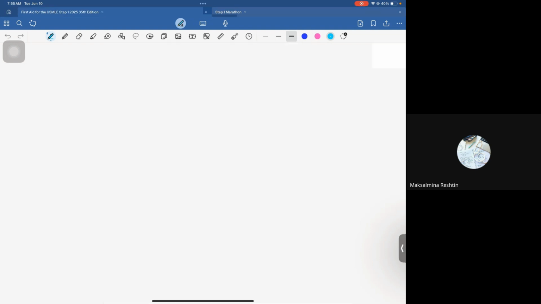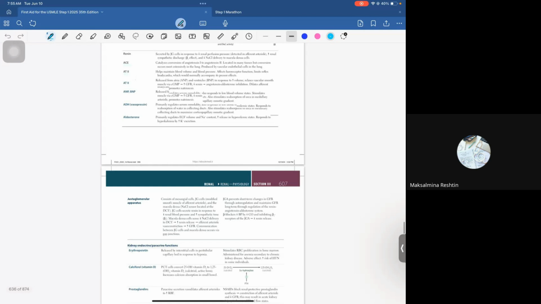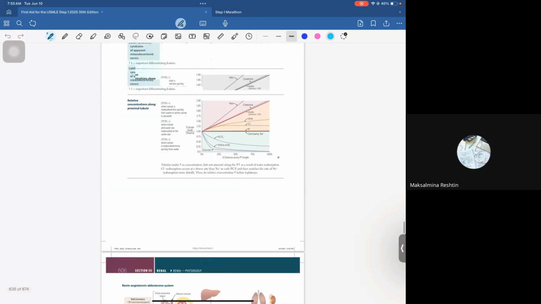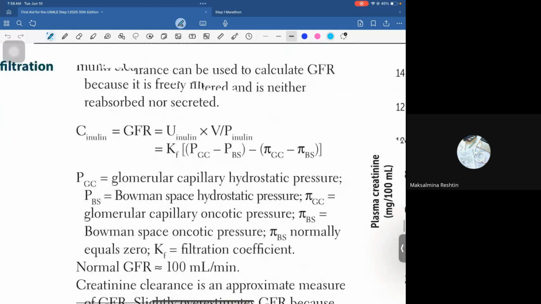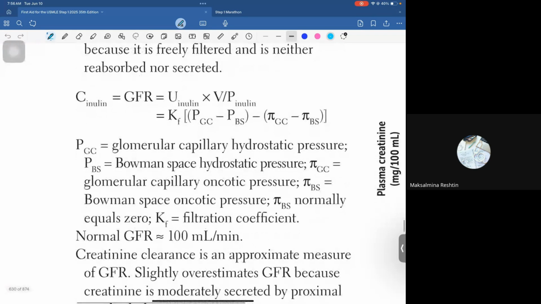And if we go back to the GFR formula, we are going to see one thing. GFR depends on two things. The first thing is the pressure in the glomerular capillaries, and the second thing is the pressure in the hydrostatic space, Bowman's space. The greater the first thing is, the greater the GFR is going to be. The second thing here is the oncotic pressure.